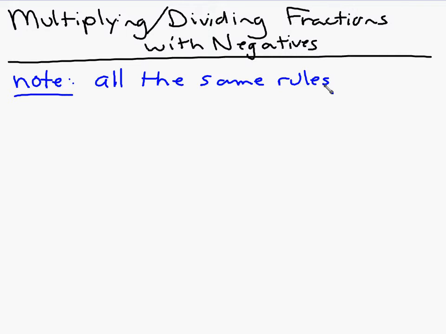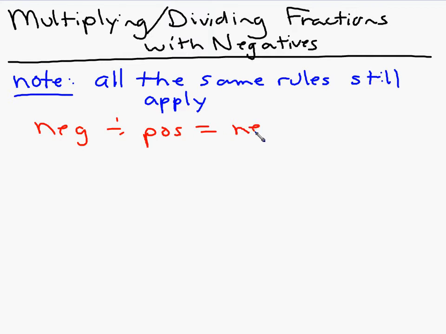And when I say rules, I'm talking about like a negative times a negative is a positive. All the same rules still apply. All right? So just because I have fractions, it does not change anything. A negative divided by a positive is still a what? What is a negative divided by a positive? It's a negative, okay? All of those rules still apply. Nothing is changing.